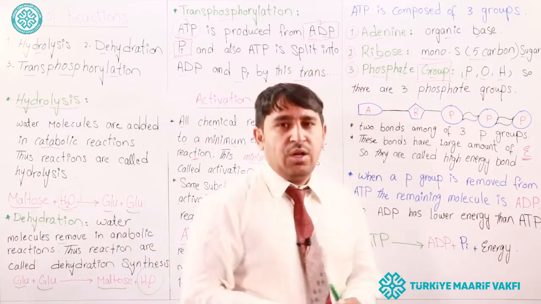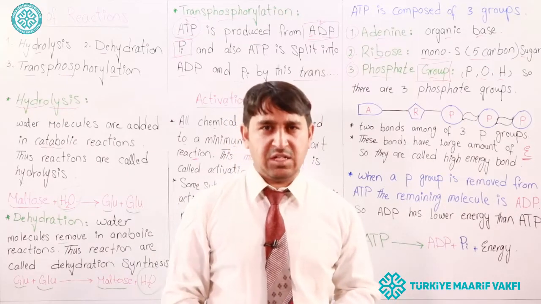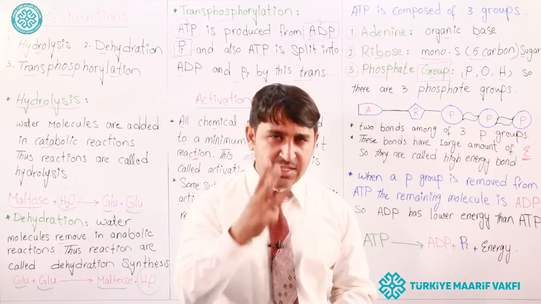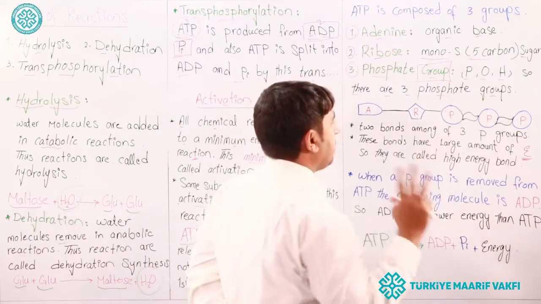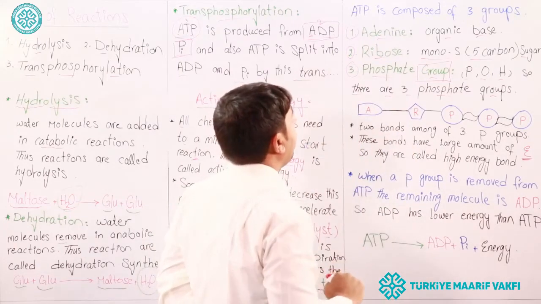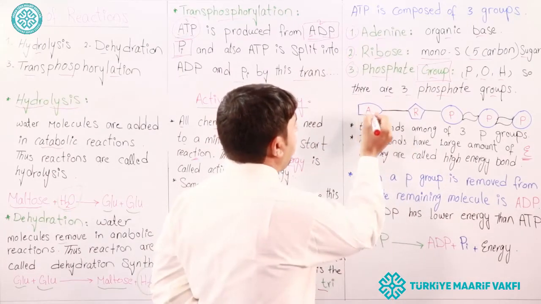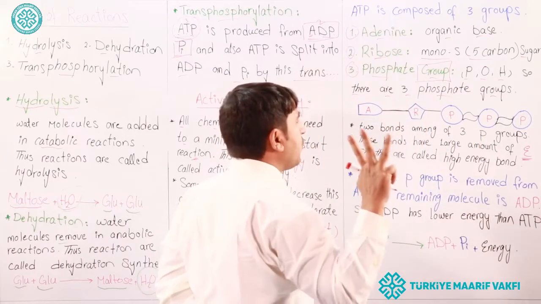So we have 3 phosphates in the structure of ATP. How many phosphates? 3 phosphates. So there are 3 phosphate groups. 3 phosphates we have in the structure of the ATP. Now if you look here, this is the structure of the ATP. 3 components or 3 groups we have.